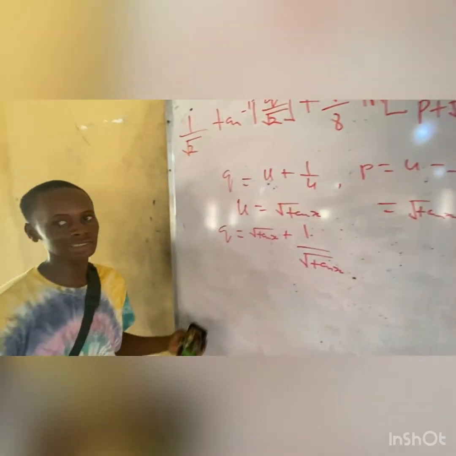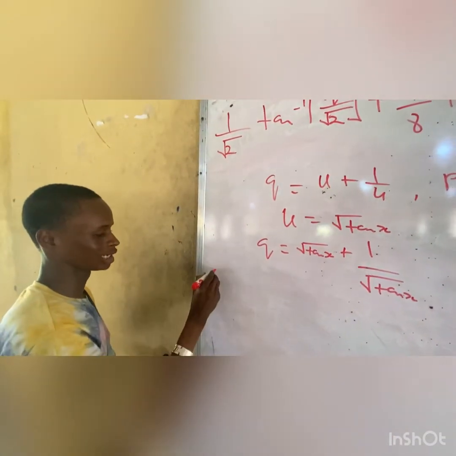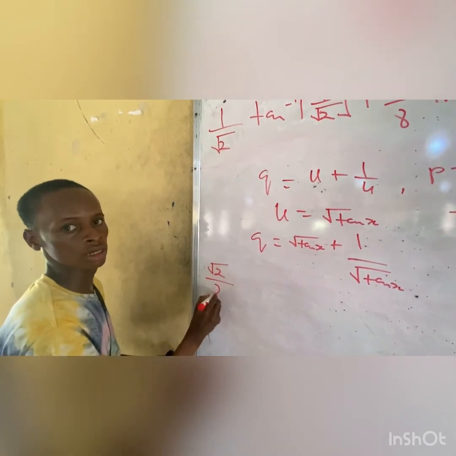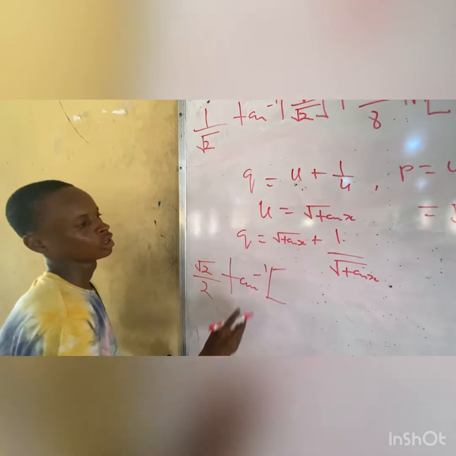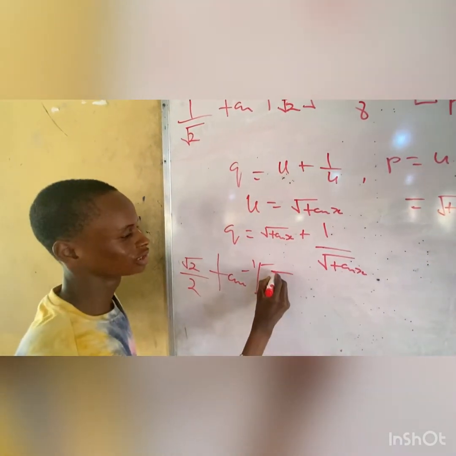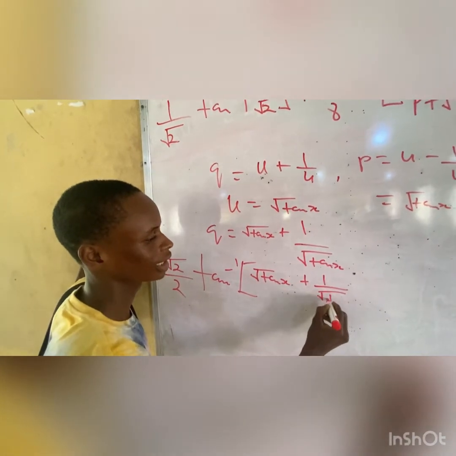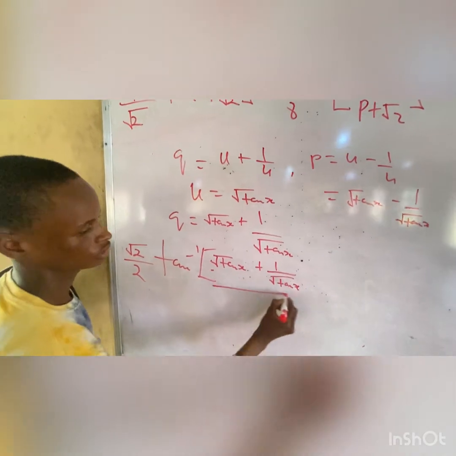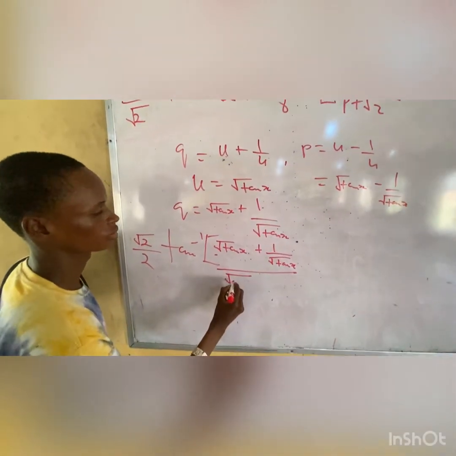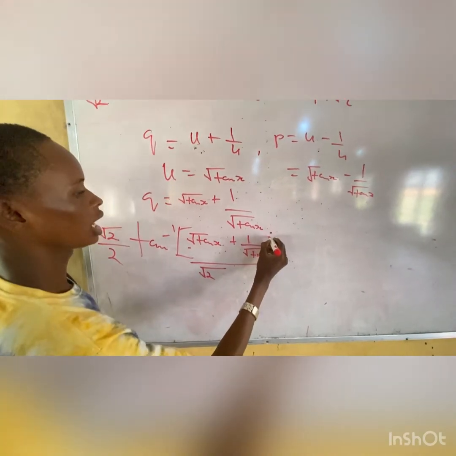So our final answer for the whole integral becomes 1 over root 2, which is still the same thing as root 2 over 2, times the inverse tan of Q, that is the square root of tan x plus 1 over the square root of tan x. Don't forget it is divided by root 2, so let's put the root 2 down at this part.